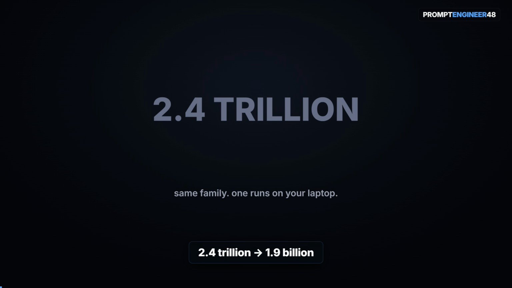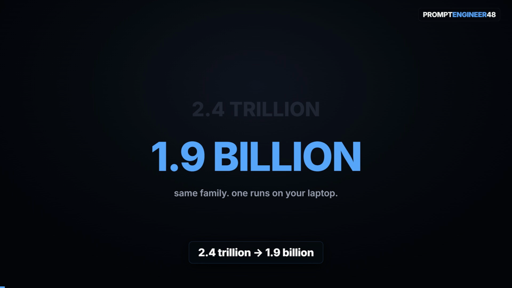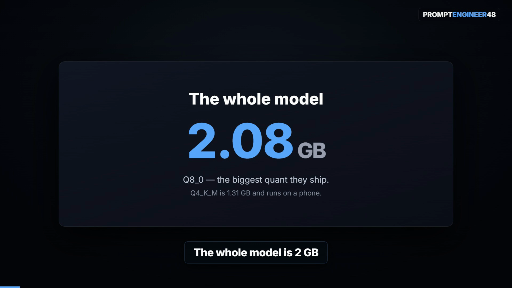Nobody is talking about this one. Qwen 3.8 is a 2.4 trillion parameter model. Somebody took that model and they squeezed it down into 1.9 billion parameters. And it is running on this laptop right now. You would not believe the size of this file. 2 gigabytes. That is it.